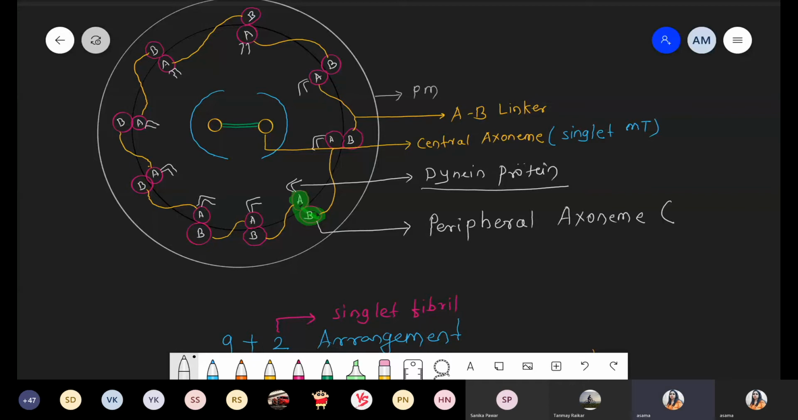And inside this bracket, you can simply write doublet fibril. Doublet fibril. Got it? So peripheral axoneme means what? That is the peripheral fibril, which is present in double form, AB. And what is the meaning of central axoneme? It is present at the center, and it is present in singlet form. So doublet and singlet. Now next part.